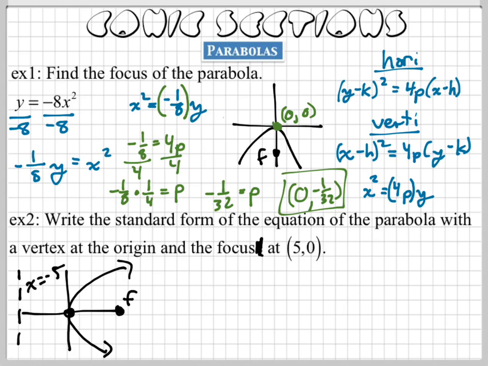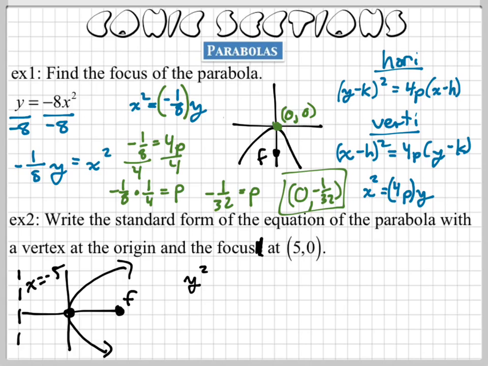But how are we going to write the formula for this? We know it's, is it horizontal or vertical? It's horizontal. So it's got to be this one right here. But our h and our k are 0. Look at it. It opens up this way. If it opens up to the right, it's horizontal. In order for it to be vertical, it would open up or down. So we know that the formula would look like this.